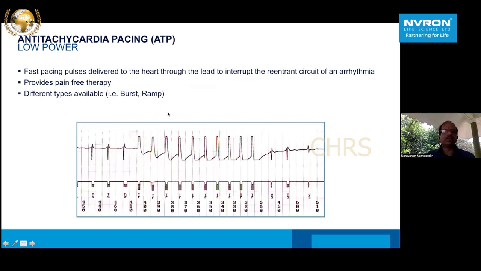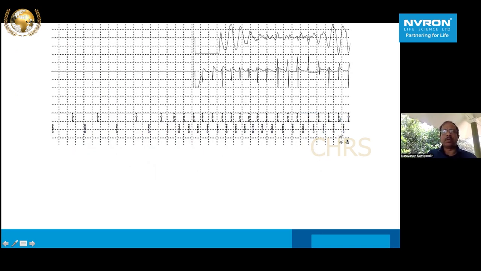So there are different types, burst and ramp. The importance is that it avoids shocks. Many tachycardia or high rate events can be subjected to ATP, anti-tachycardia pacing, and can be terminated. So it's actually pain-free therapy as compared to shock, which is often painful.